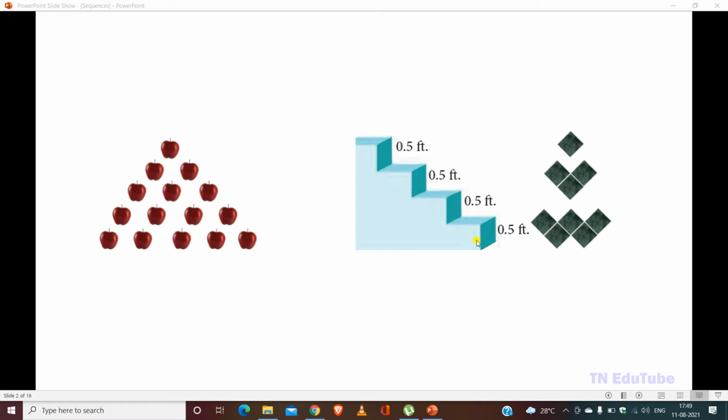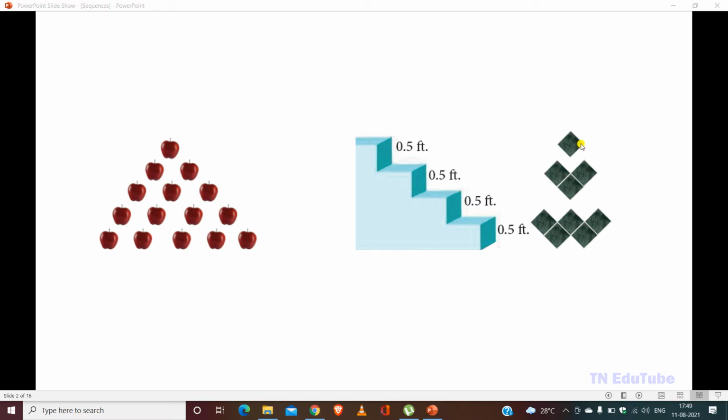Okay. The tiles, the third picture, first you get one square tile, then 3, then next 5. So the numbers are going on like this: 1, 3, 5, etc. These numbers belong to a category called sequences. Okay, children, some arrangements will be there.